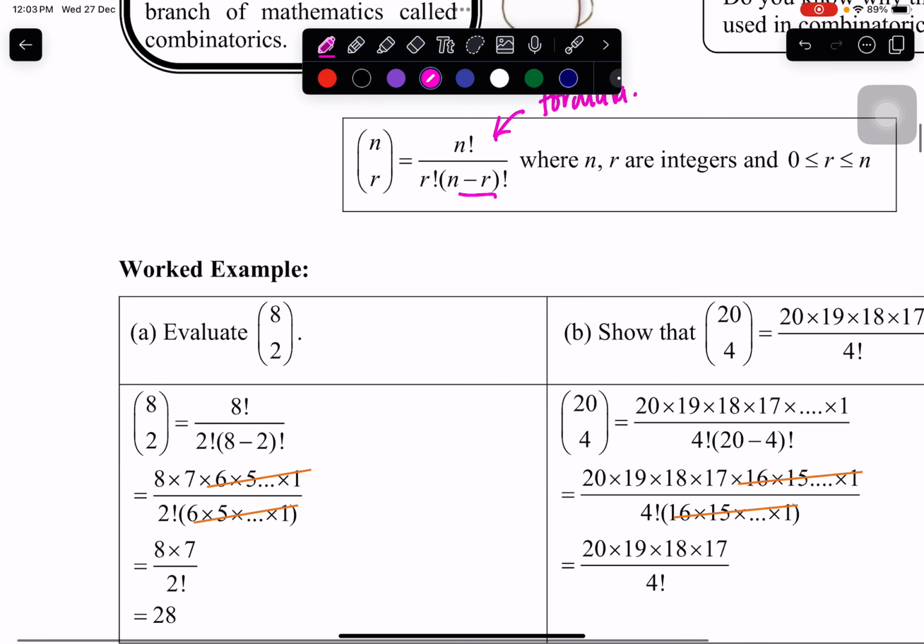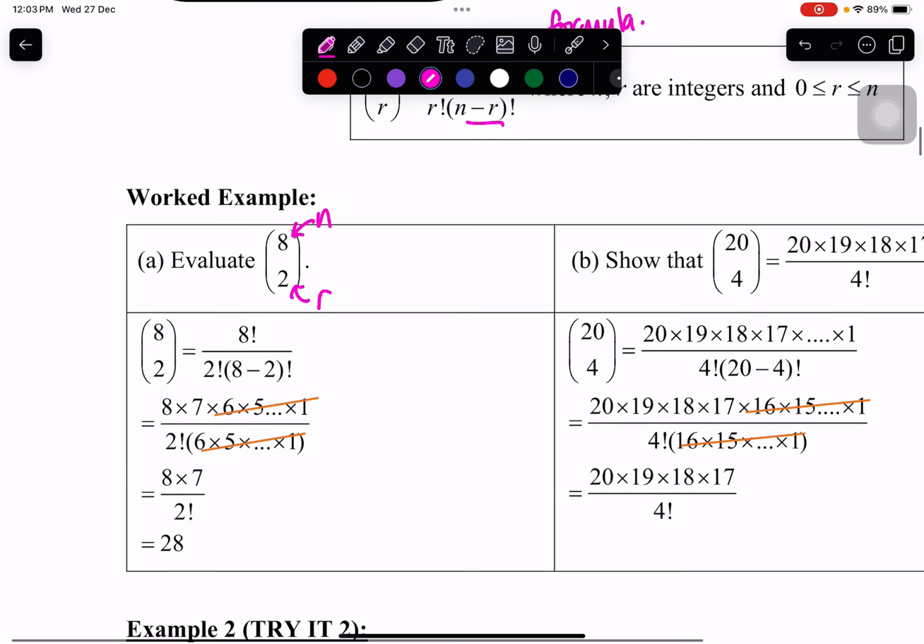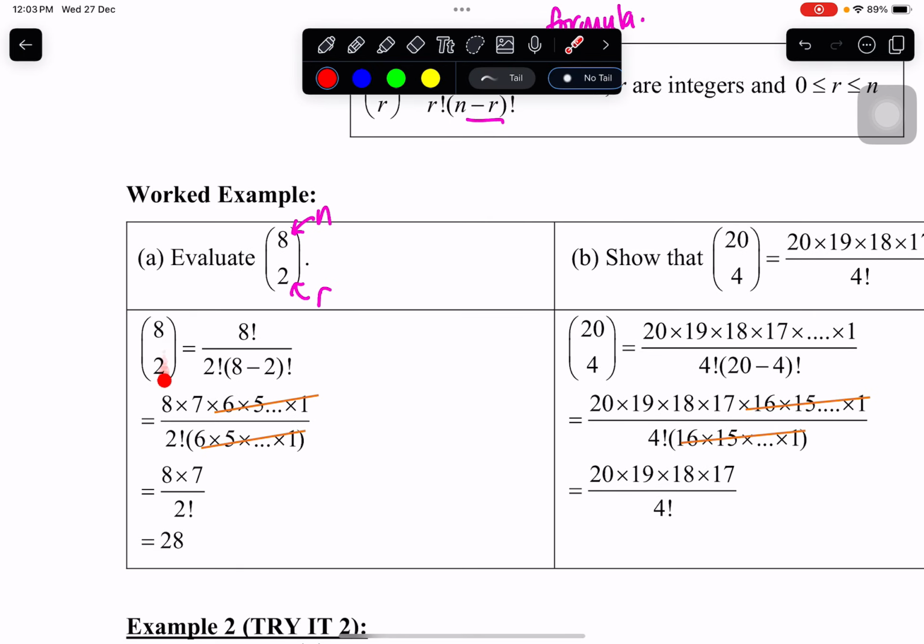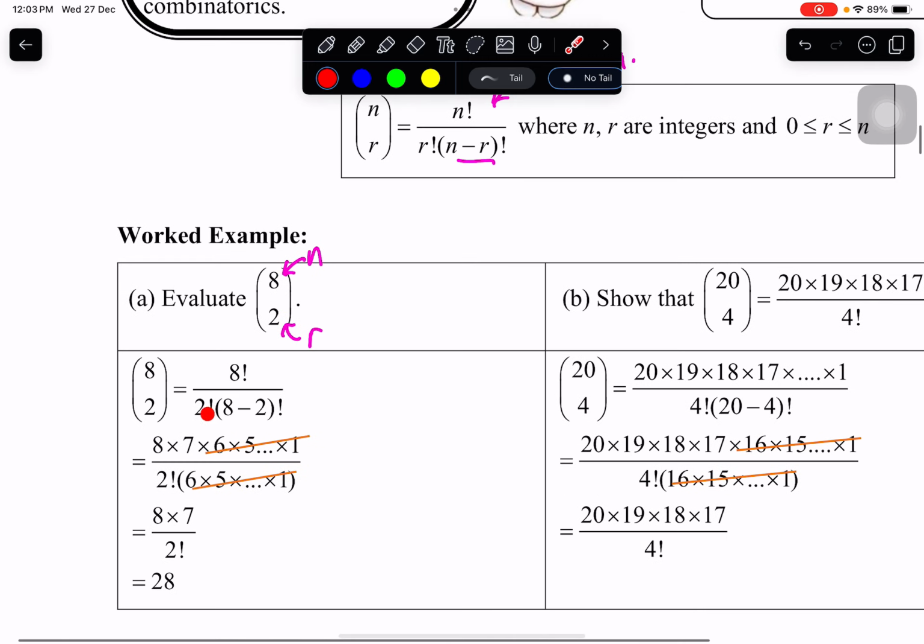Okay, so how do I apply this formula? The larger number on top is n, the smaller number below is r. As you can see, 8 choose 2, applying the formula, is 8 factorial over 2 factorial multiplied by the factorial of the difference of these numbers.